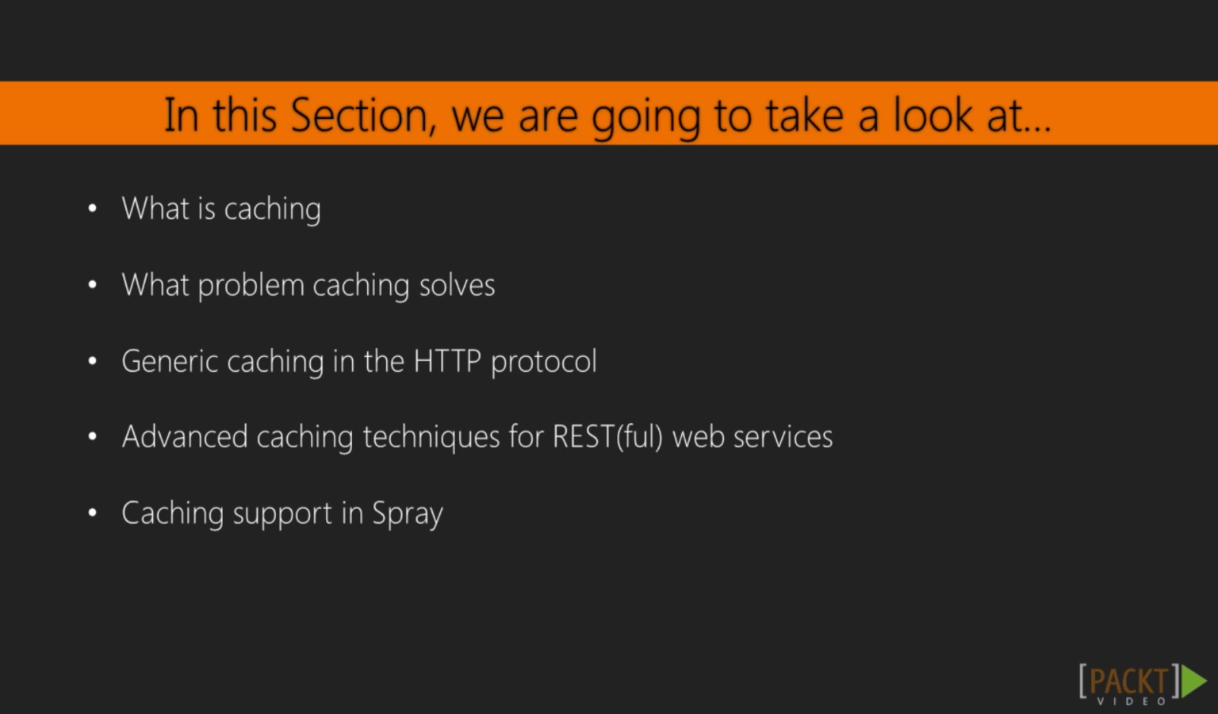In this section, we're going to start off by understanding what the term caching or cache means and justify its place in software systems. From the general concepts, we will jump right into caching support by the HTTP protocol, and more specifically, the caching techniques used by RESTful web services and APIs. At the very end, we're going to see what the Spray framework can offer with respect to caching and integrate that into our Book Catalog web application.